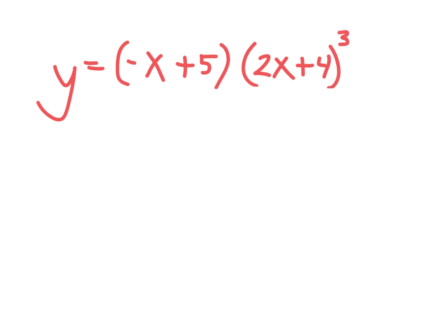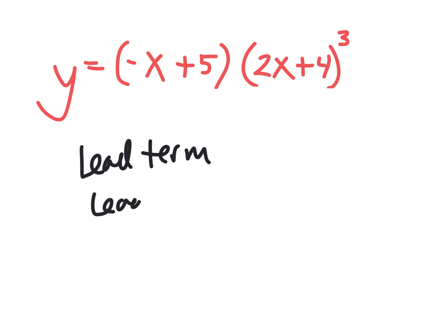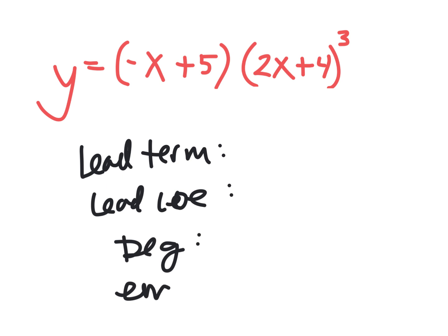And then they'll say, what's the lead term? And that's that thing where you multiply it all out in your head. And it's like x to the 6th or whatever. What's the lead coefficient? That's just the number in the front. What's the degree? And what do the ends do? Start with the right. And then do the left.